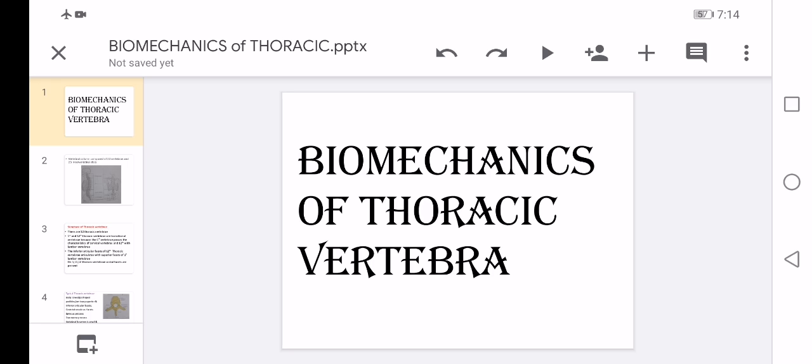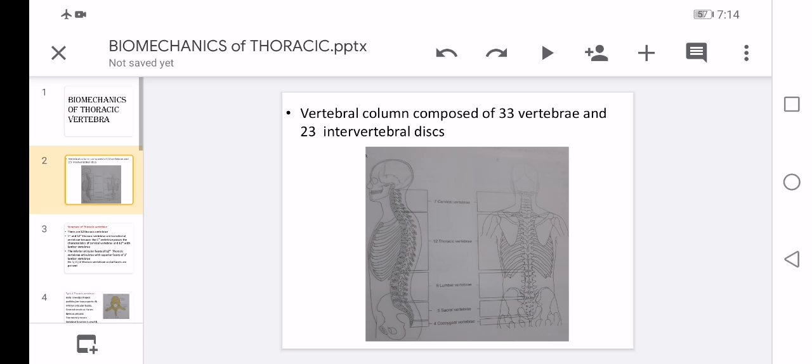We will continue with the biomechanics of the thoracic vertebra, where we will learn only the bullet points to be covered from an exam point of view. The vertebral column is composed of 33 vertebrae and 23 intervertebral discs, as you can see in the picture.